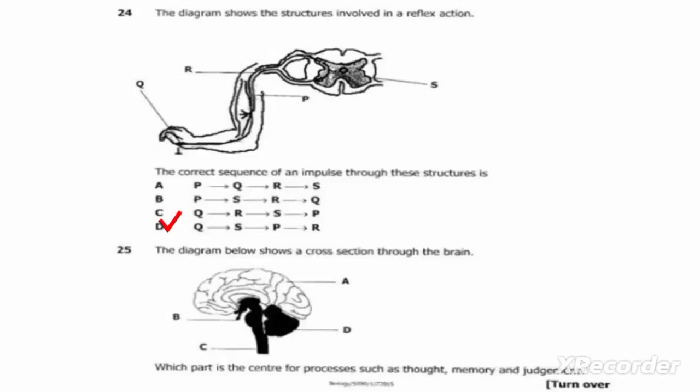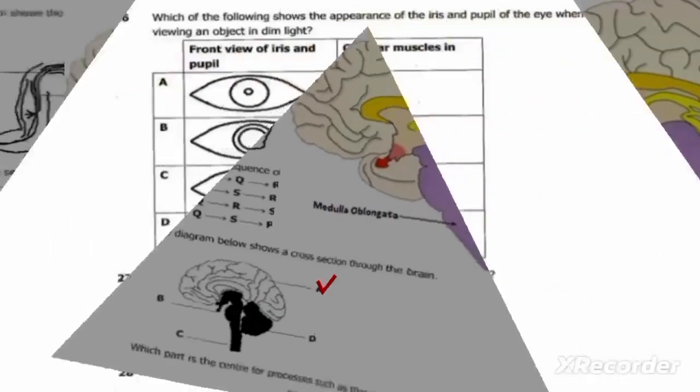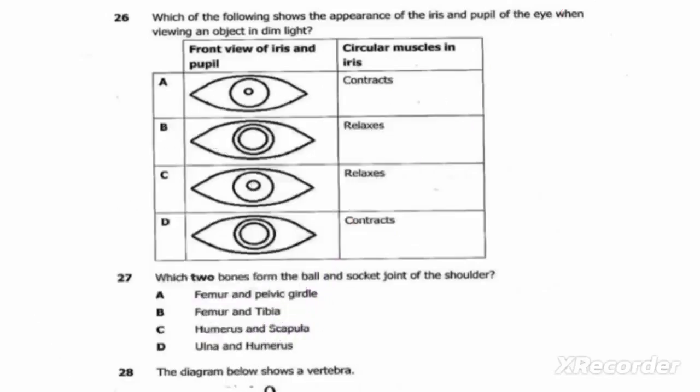We shift to question 25. Question 25, the question reads, the diagram below shows a cross section through the brain. Which part is the center for processes such as thought, memory, and judgment? So thought, memory, and judgment take place in the cerebrum, not the cerebellum. So our correct answer is A. So thoughts, memory, and judgment are executed by the cerebrum. We shift to question 26.